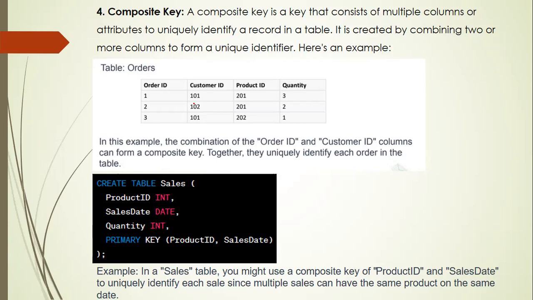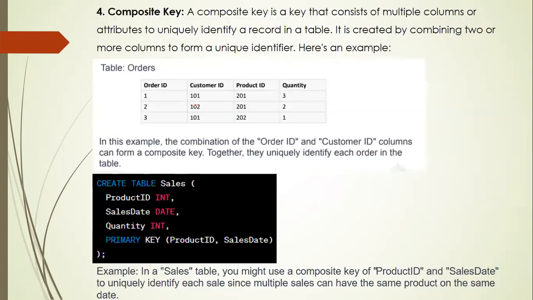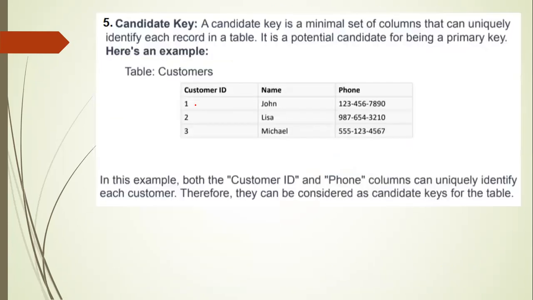Okay, and next we can go with one more key, that is a candidate key. A candidate key is a minimal set of columns. If you take a composite key, it combines multiple columns, whereas a candidate key can have a minimal set of columns which can uniquely identify each and every record in a table. But there should be at least one primary key in a table. So this is what a candidate key is.